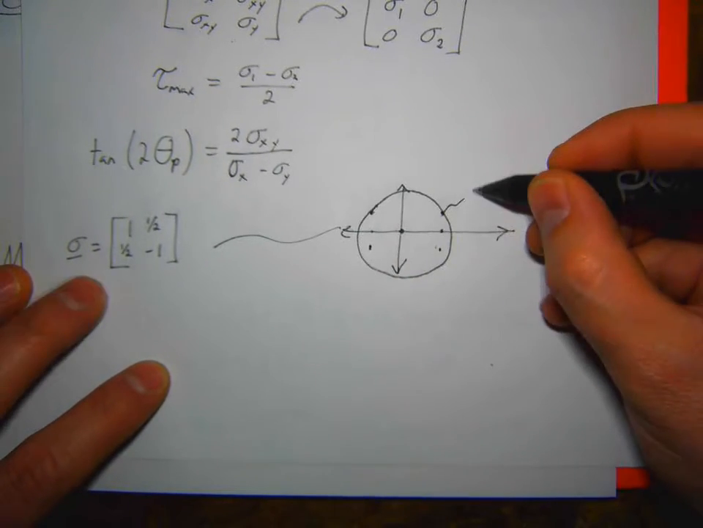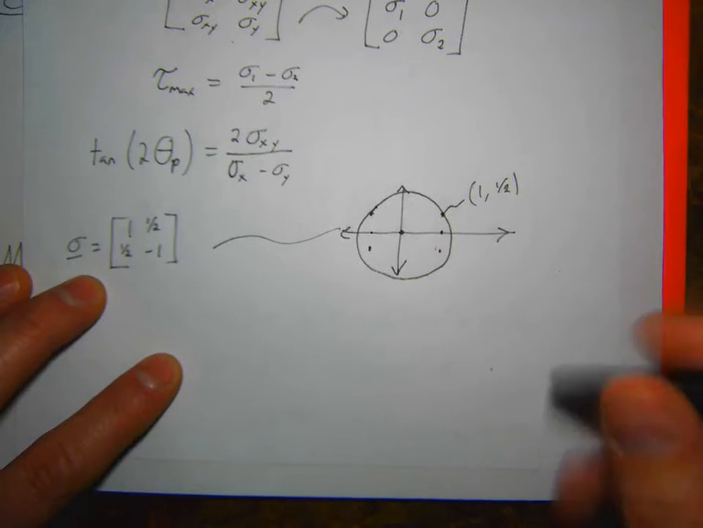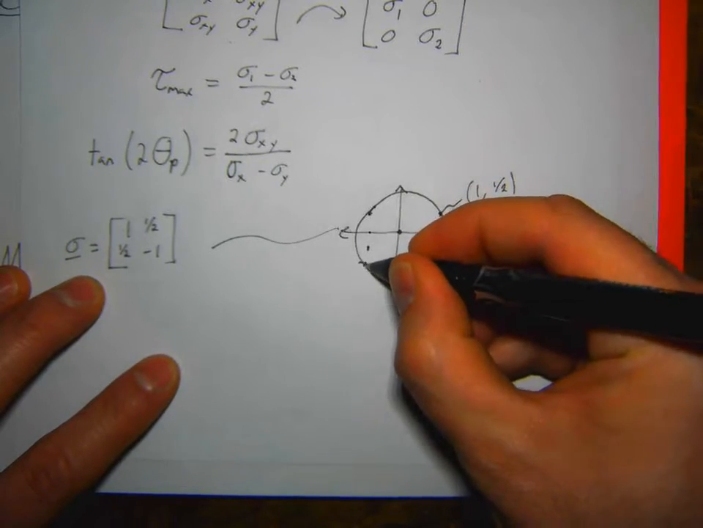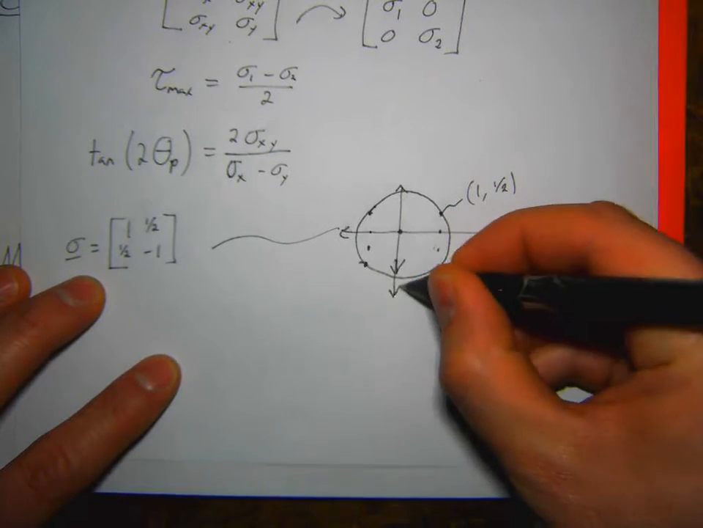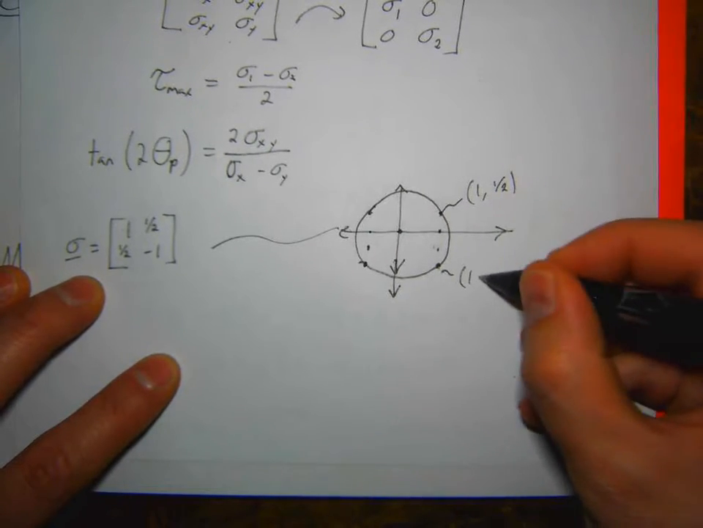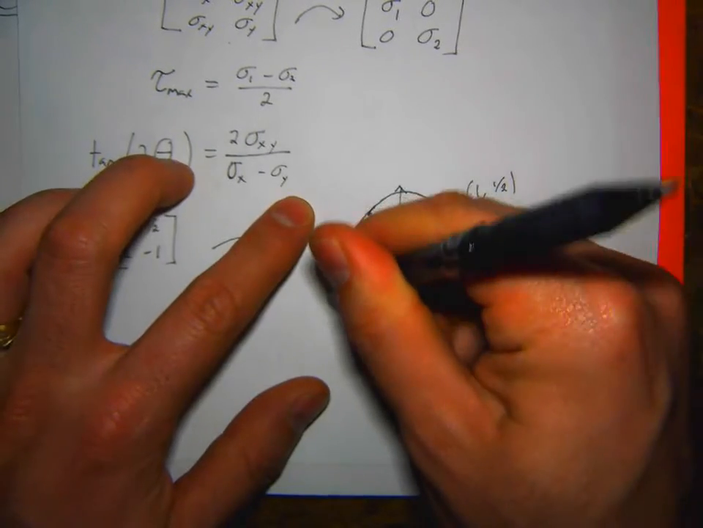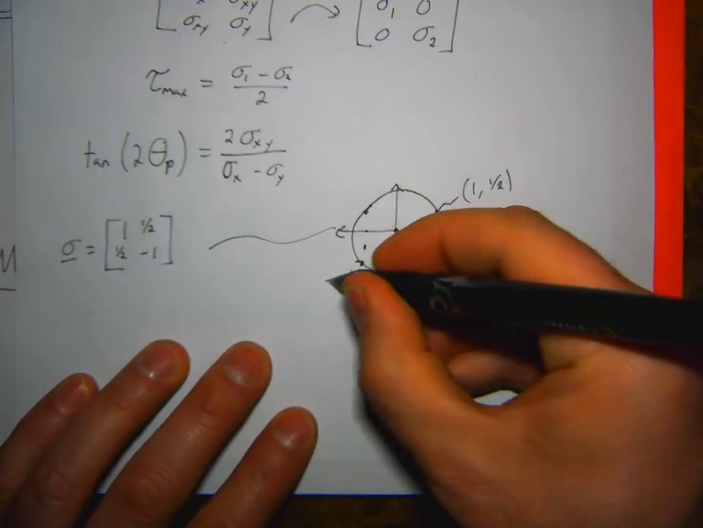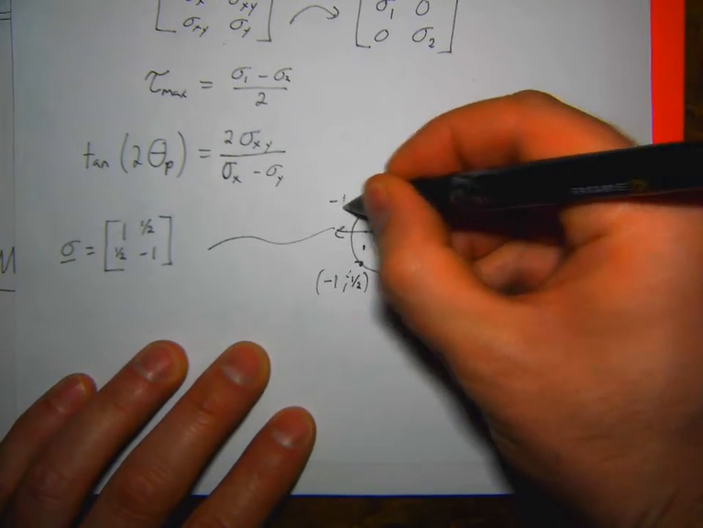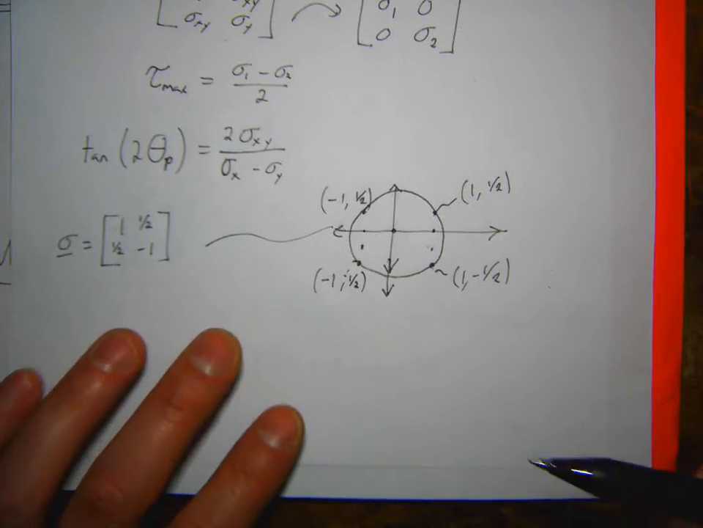So this would be my one half. I didn't draw that through. Let's pretend that these are actually here. This is now 1, minus 1/2, minus 1, -1 1/2, -1/2, -1 1/2. There we go. Those are the corners of my circle that I can draw.